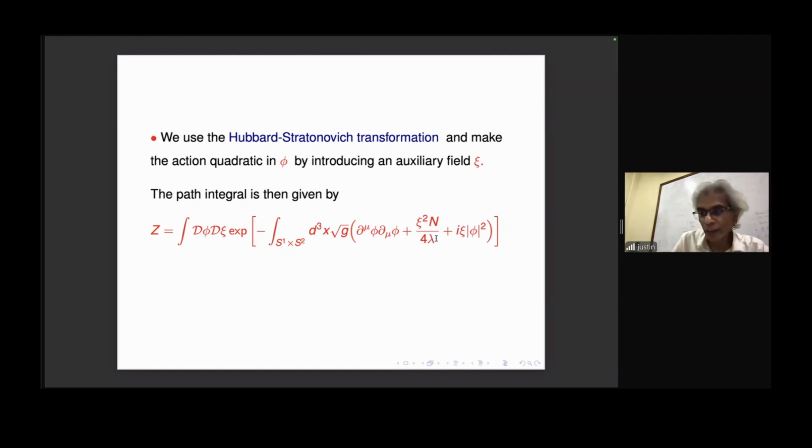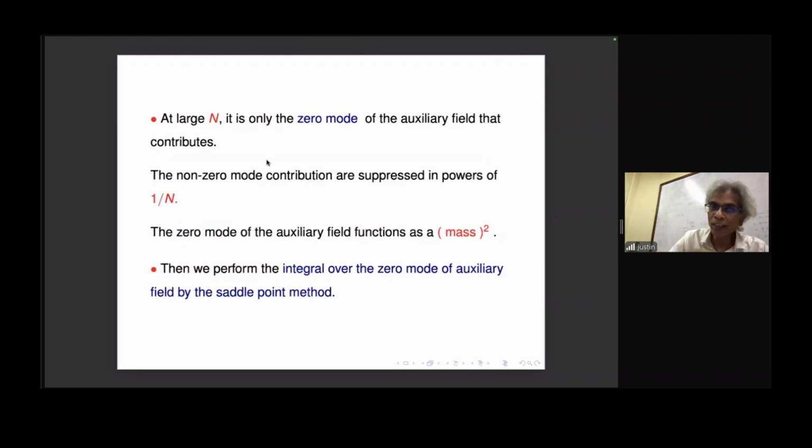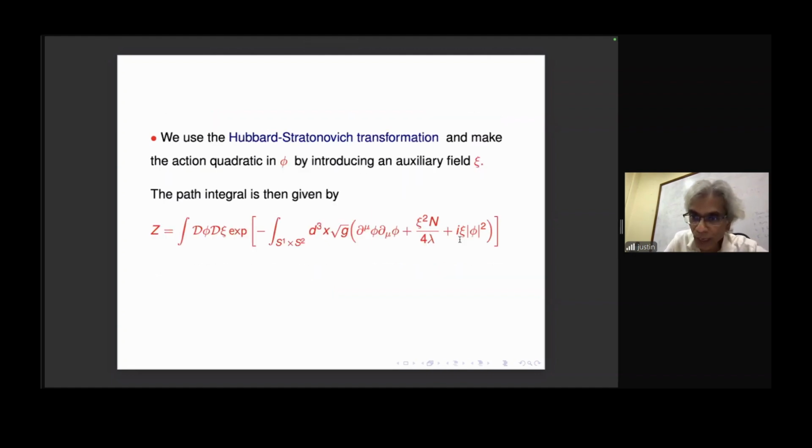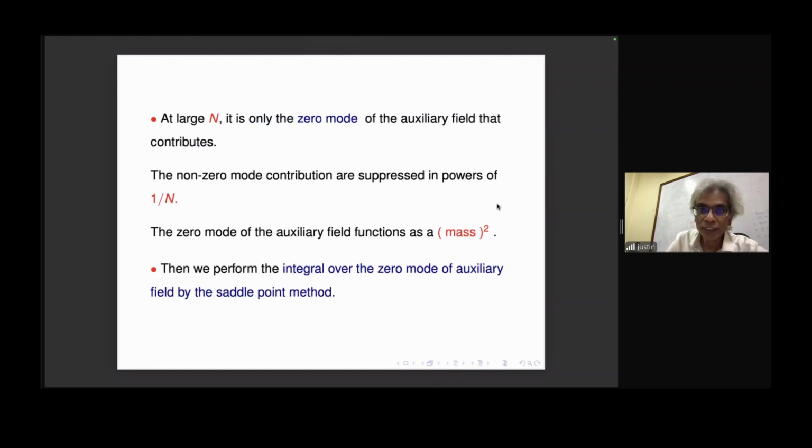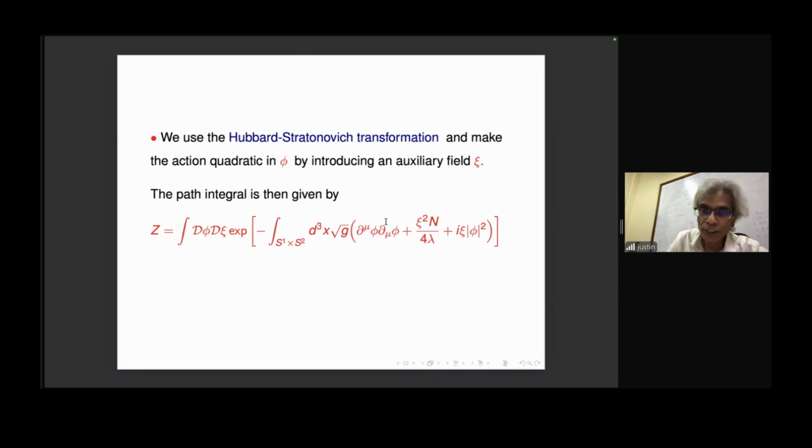Once you cast it in this language, you can see by large N counting that only the zero mode of the auxiliary field contributes at leading large N, and all the non-zero modes of zeta are suppressed. Therefore, you can treat the auxiliary field as some mass squared, just keep it as a parameter. Once you keep that as a mass, this is a massive scalar. Then once you find that partition function, you can do a saddle point to do the zeta integral. So that's the strategy.